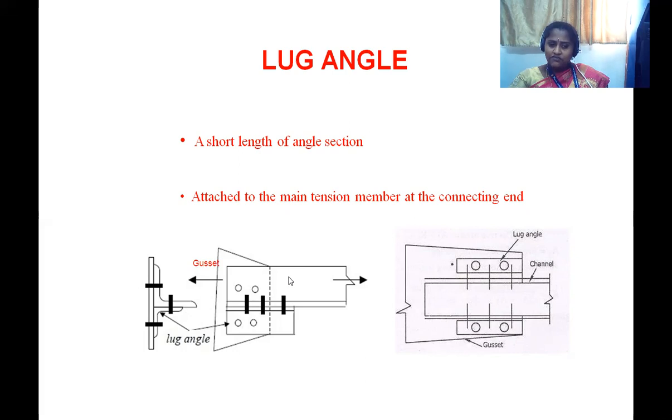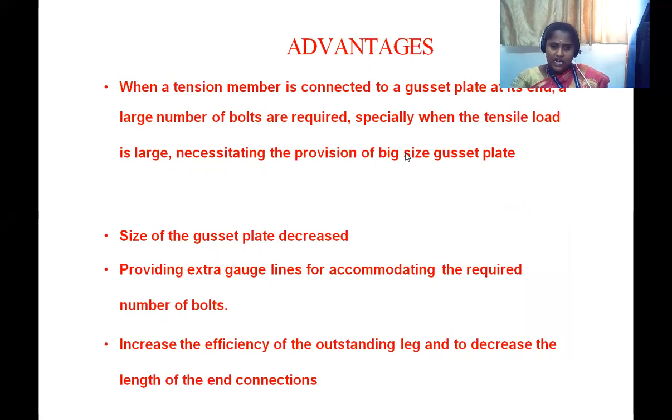If the gusset and the bolt holes cannot be satisfied with only the main element, we go for additional smaller angle sections called lug angles. Lug angles can be used not only for tension members, but also for compression member design, beam design, and flexural member design. For all other member design connections, you can go for lug angles, which is most important. And what are the advantages?